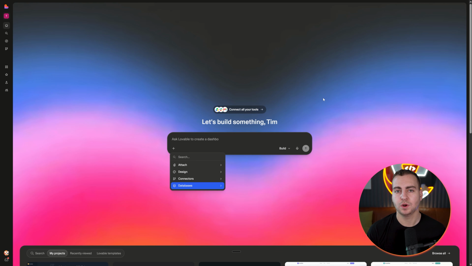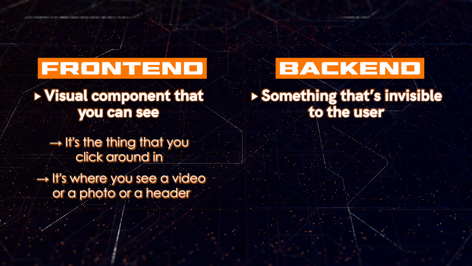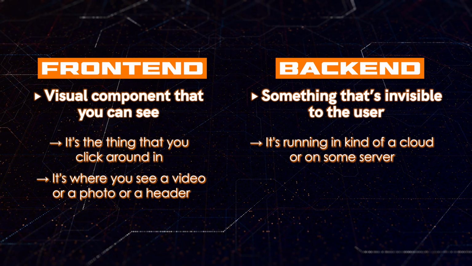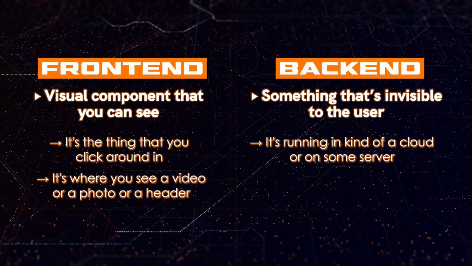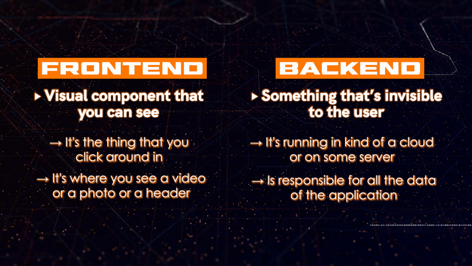Now, most apps that you want to build also have a backend. A backend is something that's invisible to the user. It's running in a cloud or on some server. We don't really need to get into how that works, but the backend is responsible for all of the data of the application. For example, storing that someone liked a post, populating your feed on Instagram, or letting you sign in with your username and password. The backend needs to be secure, and it's really the heart of the application, right? If the backend goes down, everything's going to break.